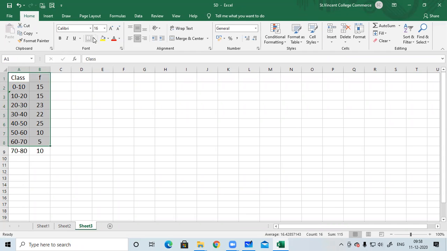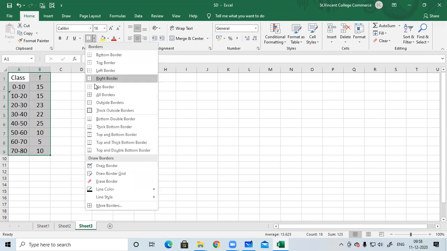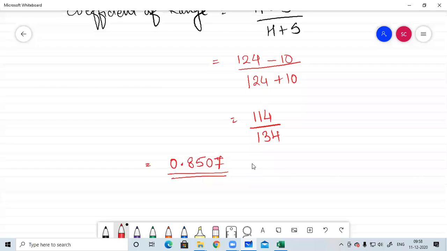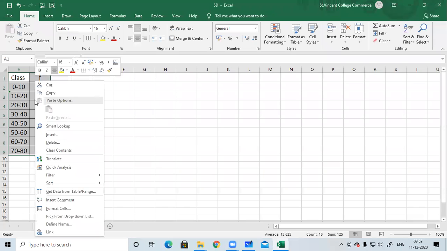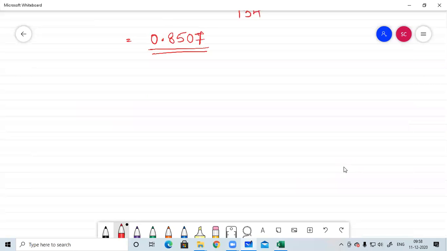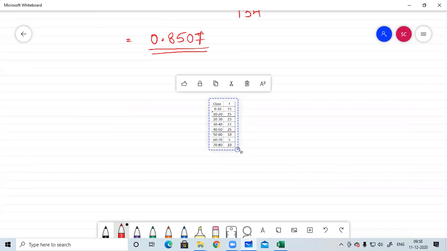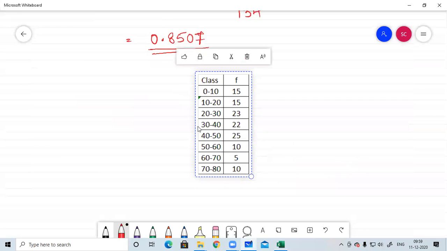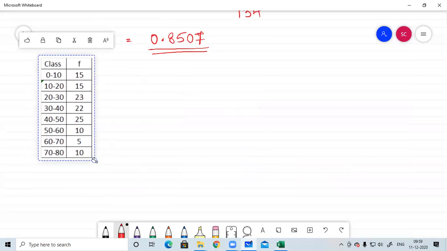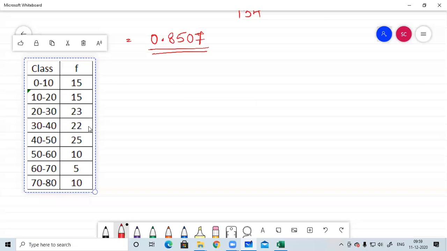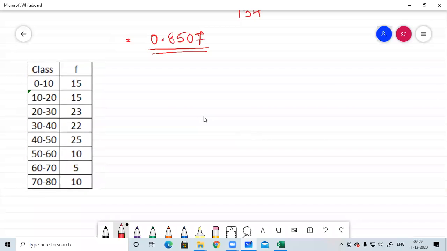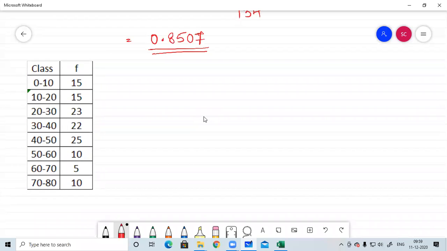Now let's take up another sum, a similar sum, but in grouped data. If you see the screen right now, you'll find grouped data. I'll just import it to the board. And you can see it now. Now suppose I ask you, find the range for this. Again, our same question lies here: find range and coefficient of range.